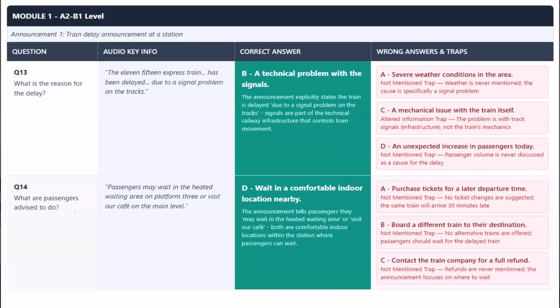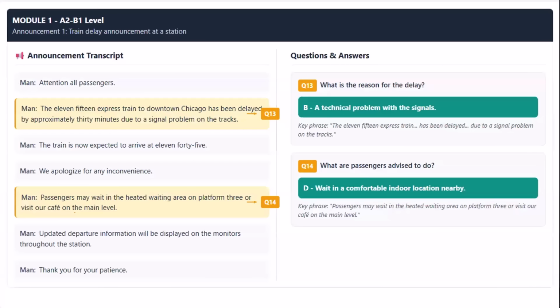And then here's the announcement about the train delay. 13 was the 11:15 express train has been delayed due to a signal problem on the tracks, a technical problem with the signals. And then 14, passengers may wait in the heated waiting area on platform 3 or visit our cafe on the main level. Wait in a comfortable indoor location nearby. That is the correct answer. And here it is with the transcript. Again, we do this for context purposes.